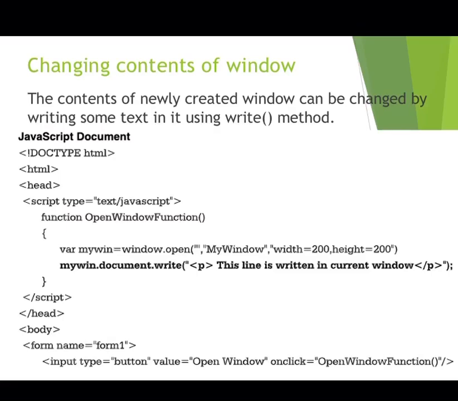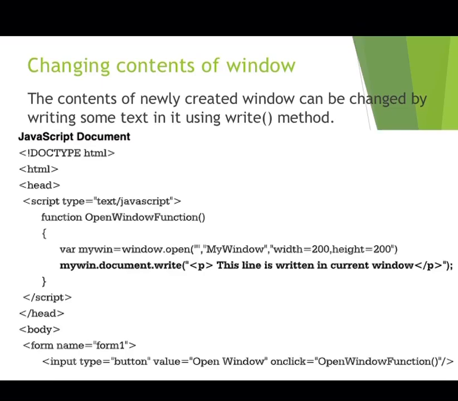Now we are going to write some text on the new window. The variable of the new window is mywin. So mywin.document.write, in brackets in double quotes, any line or sentence you want to print on the new window, you can write it over here. So in a p tag we have defined: this line is written in current window. Okay, so this line will be displayed on your new window. Close the function, close script tag, close head, open body tag, open form tag, form name is form1.